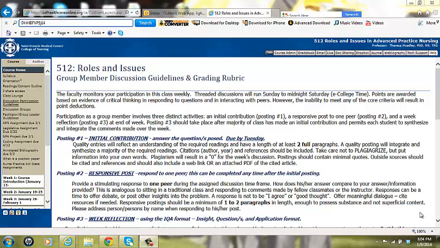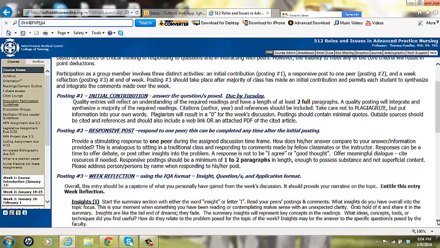Posting number 2 is a responsive post, and again, you are going to respond to one peer. This can be done anytime after the initial posting. It should be 1 to 2 paragraphs in length and have substantive, not superficial, content. It's also a good idea to address the person by name when you're responding to their post.